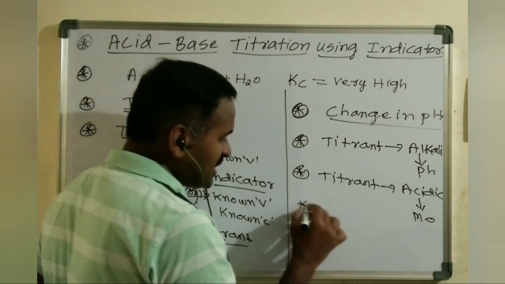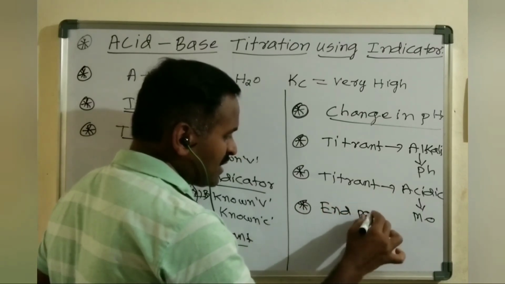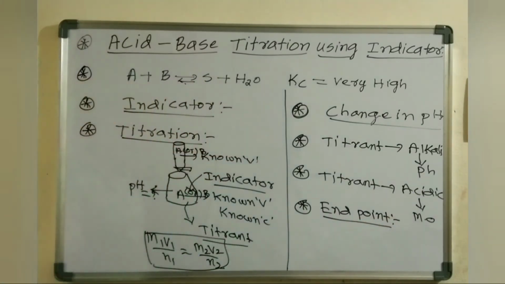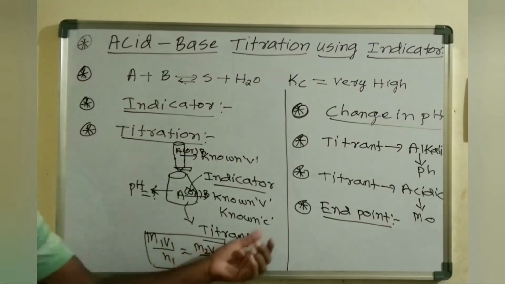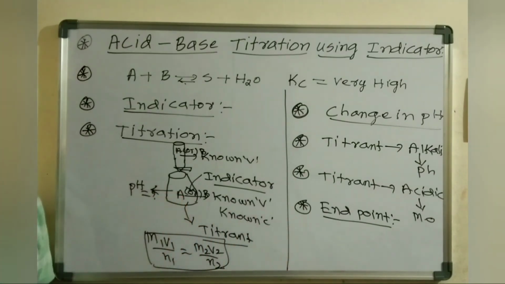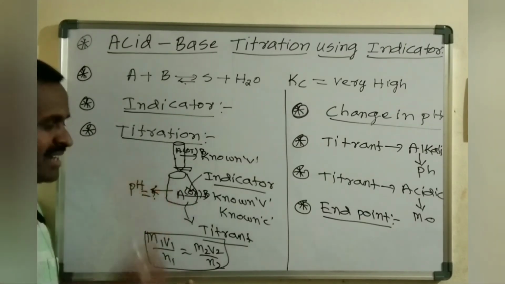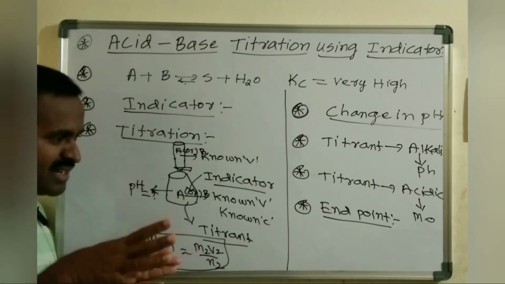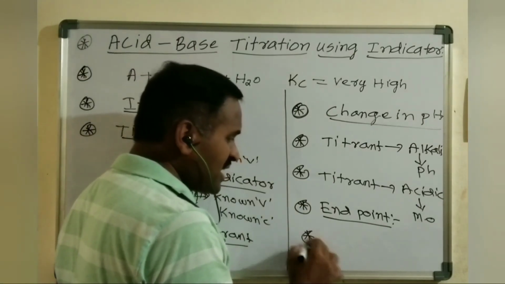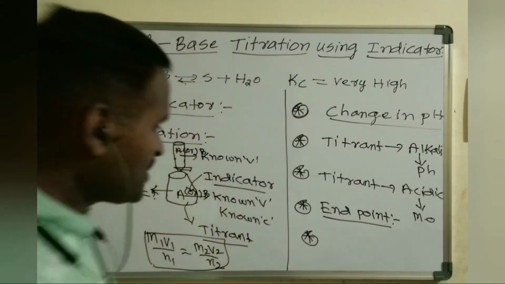The next topic is the end point and the equivalence point. The end point is the point at which a color change of the solution is observed in the conical flask, or the titrating flask. A color change is observed, right? This is observed only at that particular point where the pH of the indicator changes.